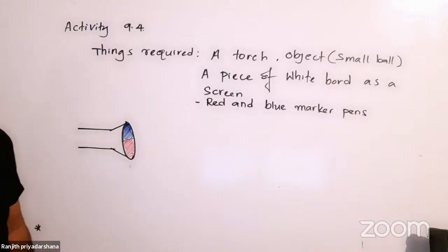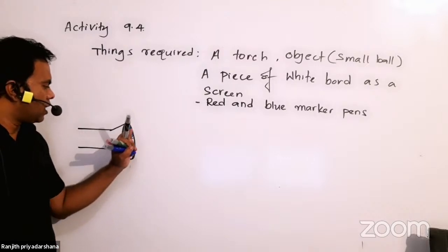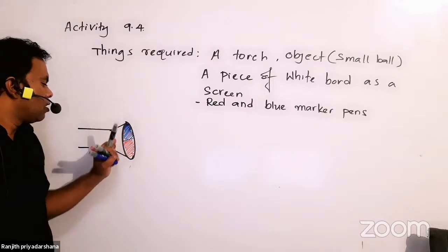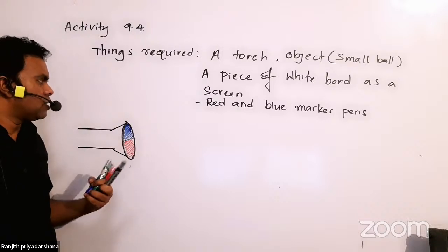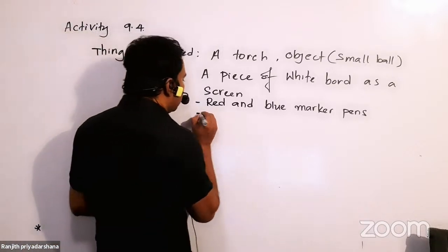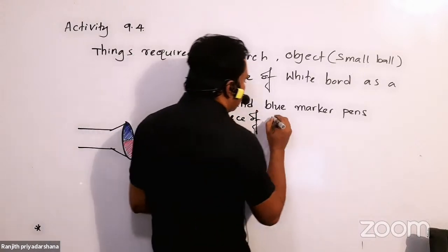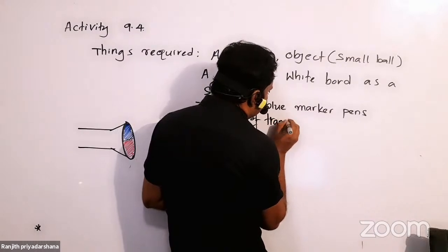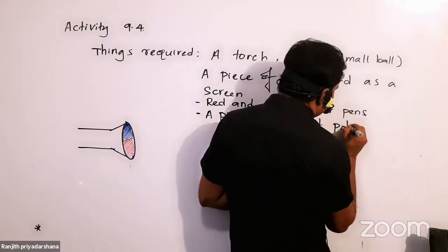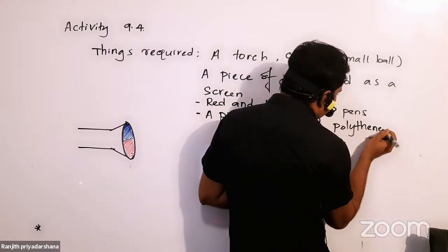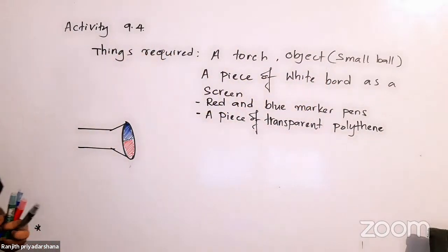You can directly color the glass of the torch, or you can use a piece of polythene. Therefore, you have to add that also, a piece of transparent polythene.